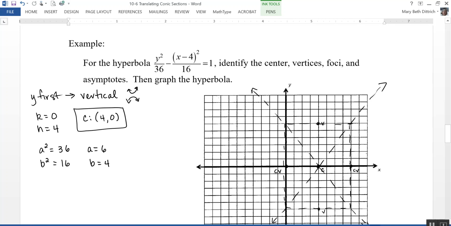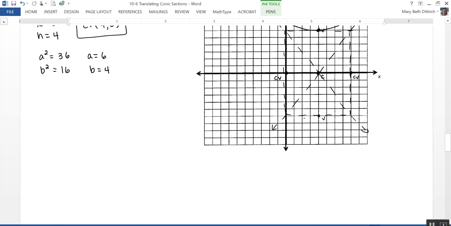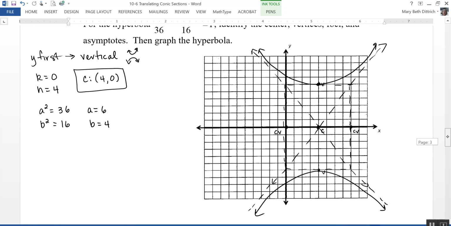And then my hyperbola goes from the vertices, and it is asymptotic. Oops, I need to pull this down a little bit more to draw. Maybe I should have extended my asymptotes a little bit there. Okay, so there's my graph. Now, as long as I'm looking at the graph here, I can figure out my asymptotes, not using one of those formulas, but just by looking at what I have here.